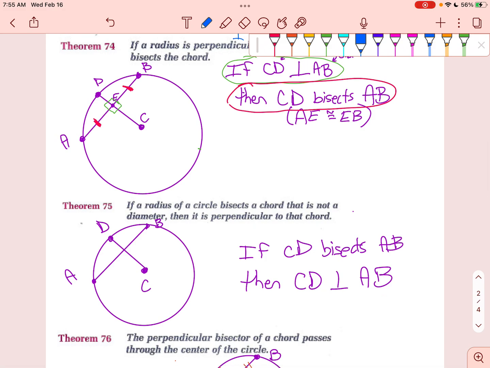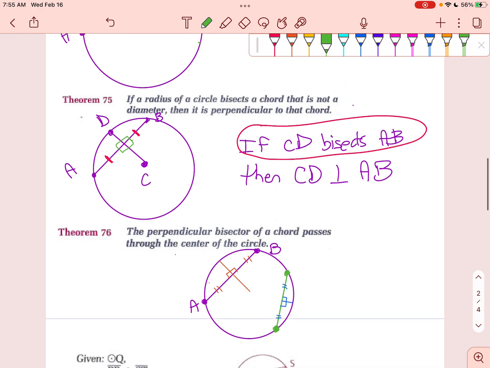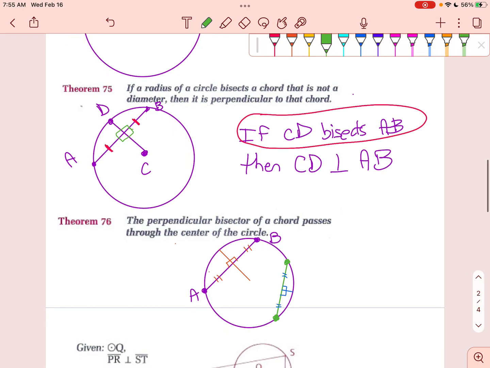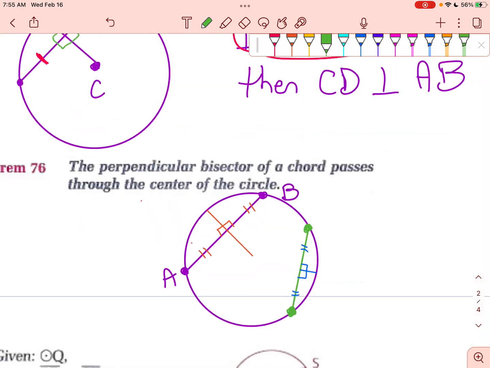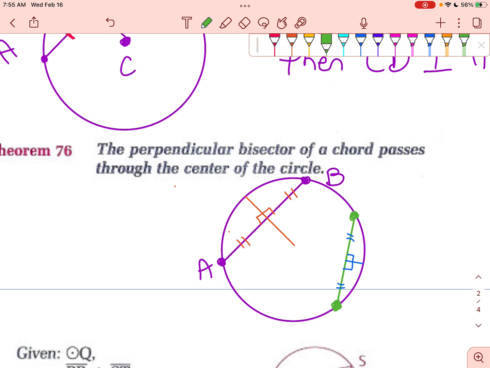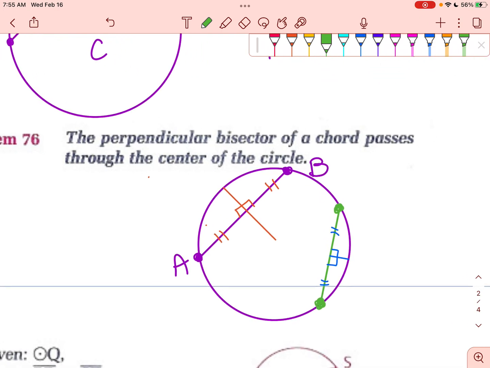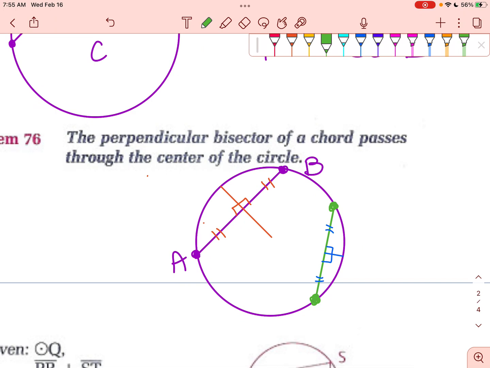The converse is also true. So if you know that this piece is equal to this piece, then you know that it was perpendicular. Okay, so if those pieces are congruent, then you know that it's perpendicular. The perpendicular bisector of a chord passes through the center of the circle.